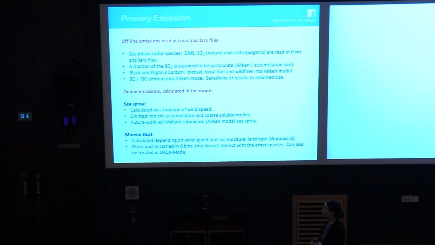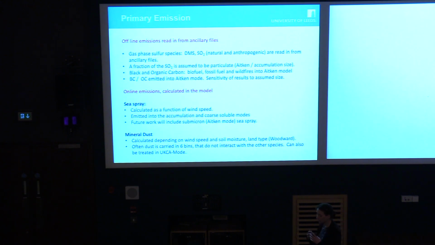There are two different ways of doing emissions within the model. Marcus told us about this earlier. Most emissions in the model are just read in from files, from these gridded NetCDF files. We use that for what we call offline emissions, so these are emissions which aren't calculated within the model. We read in gas phase sulfur species files, so dimethyl sulfide and sulfur dioxide are simply read in from file.